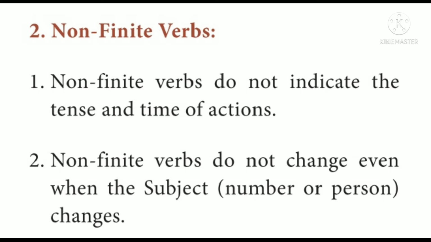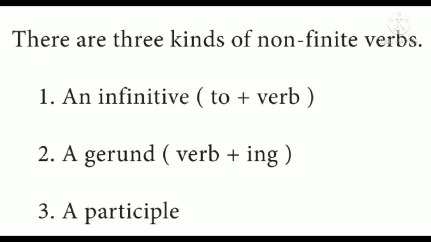Understood? So first thing, the finite verb, once again I'll tell you, just note it down. The finite verb indicates the tense and time of the action, whereas the non-finite verb does not indicate the tense and time of action. The finite verb undergoes a change, whereas in non-finite verb, no change occurs. Now we are going to see that there are three kinds of non-finite verbs. First one is an infinitive. Second one is a gerund, and the third one is a participle form.